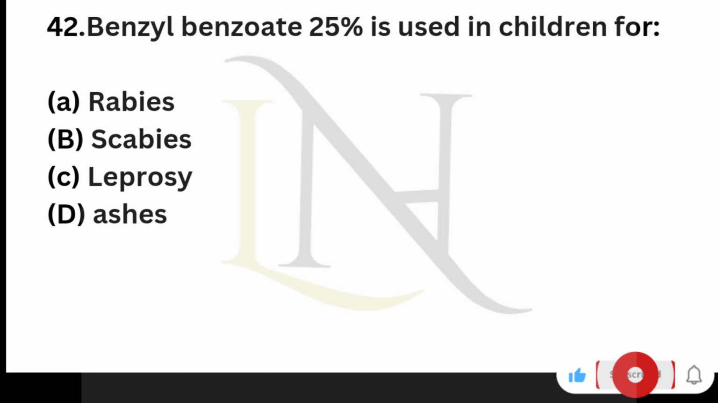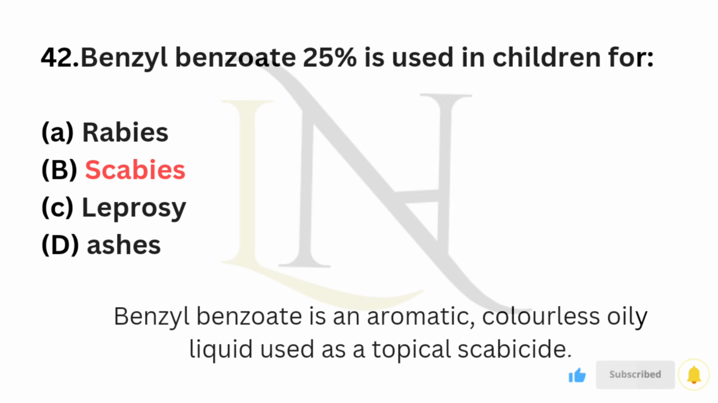Benzyl benzoate 25% is used in children for: Option A, rabies. Option B, scabies. Option C, leprosy. Option D, asthma. Correct answer: Option B, scabies is correct answer. Benzyl benzoate is an aromatic, colorless, oily liquid used as a topical scabicide. Next MCQ.